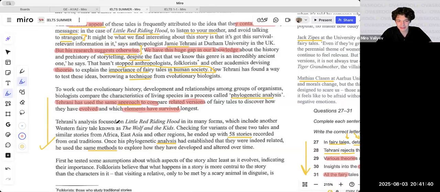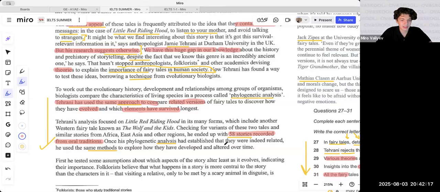And Tehrani's analysis focused on Little Red Riding Hood and its many forms, which include another Western fairy tale known as Wolf and the Kids. Checking for the variants of these two tales and similar stories from Africa, East Asia, and other regions, he ended up with 58 recorded from oral tradition. See, from oral tradition, yeah? So those stories were mostly spoken orally, yeah?